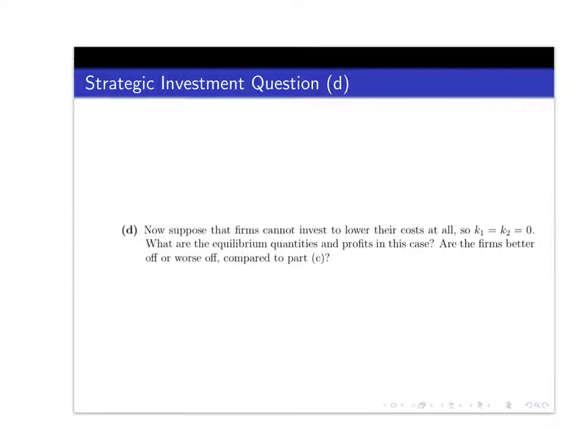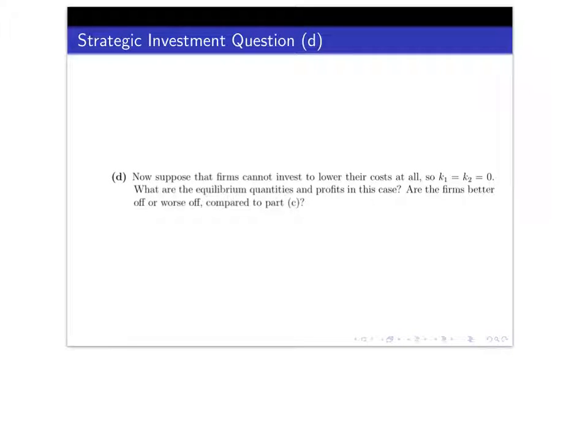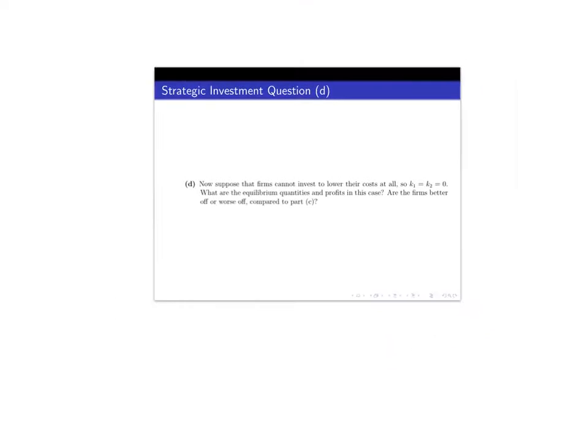Okay, now suppose the firms cannot invest in lower costs at all. So there's no investment. K1 is equal to K2, which is equal to 0. What are the equilibrium quantities and profits in this case? Are the firms better or worse off? So there's a couple ways you could do it. You could just run the Cournot, and that would give you an answer.